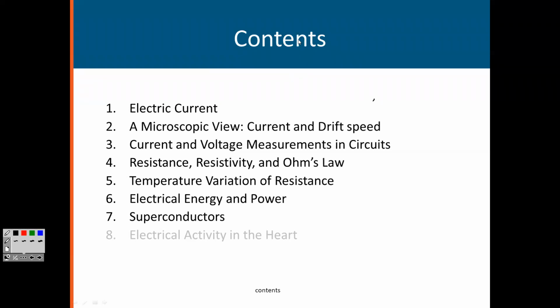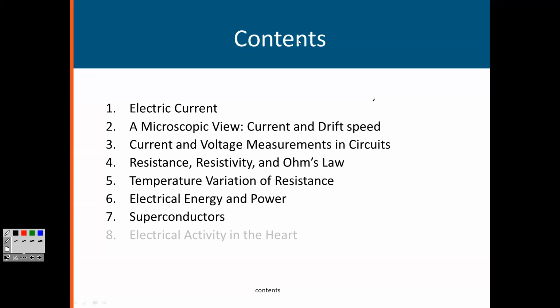Then we will look at the microscopic view of this current, and we relate the current to what is called the drift speed of the charge carriers in a conductor, meaning electrons or ions. Then topic 3, or section 3, is measuring current and voltage in a circuit. Voltage is the potential difference we learned before. In an electric circuit, we call it voltage, not potential difference.